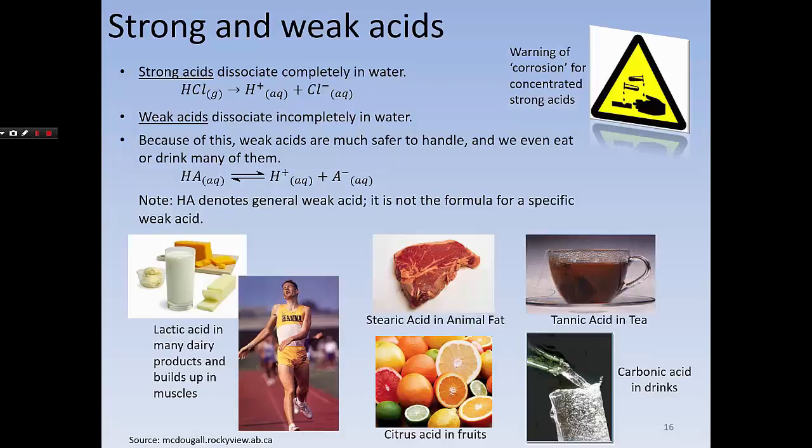I provide more weak acid examples on these slides, so we can see we actually eat lots of weak acids. In this chemical course, we will focus on two weak acids. One is the acid in vinegar, and the other is carbonic acid, the acid produced when carbon dioxide dissolves in water.